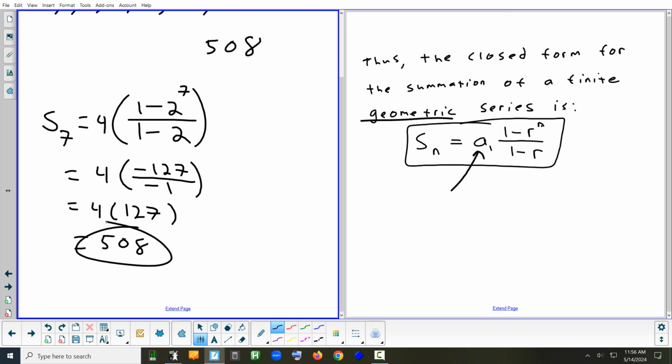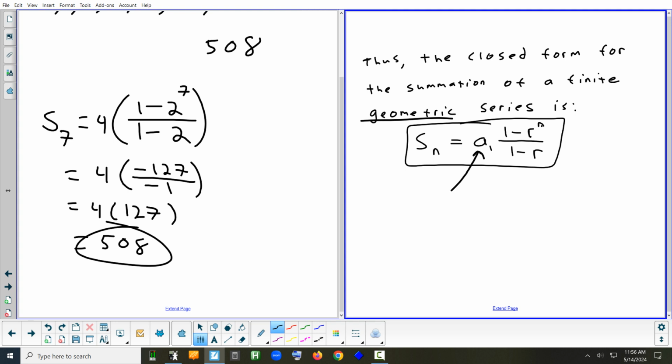So that gives you a quick way to add up as many numbers as you want in a geometric sequence. You just have to know 3 things. What's the first term? What are you multiplying by each time? And how many terms do you want to add up? Now, if you're not multiplying by the same number each time, then it's not a geometric sequence. You can't use this formula.